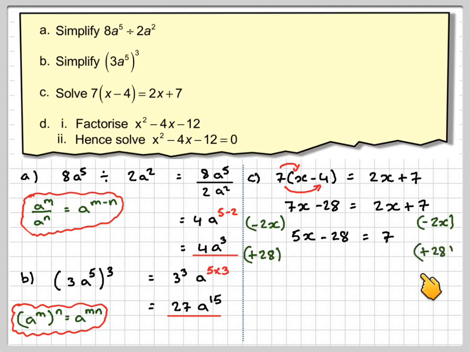And then we're going to add 28, because it's the opposite of minus 28, to both sides. So we're going to have 5x, and 7 plus 28 is 35. Then we're going to divide both sides by 5. That gives that x is equal to 35 divided by 5, which is 7. So x is equal to 7.